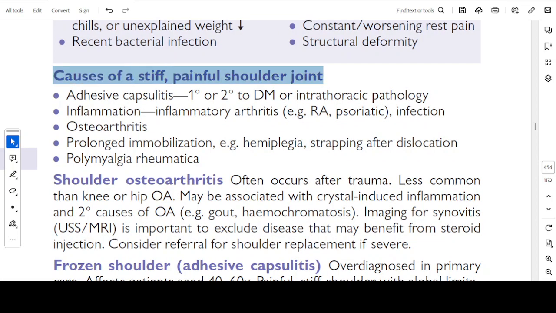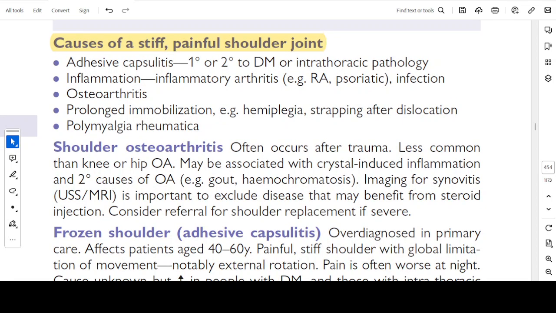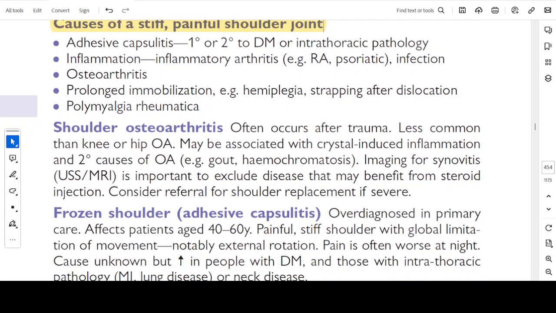Causes of a stiff, painful shoulder joint. Adhesive capsulitis, primary or secondary to diabetes or intrathoracic pathology. Inflammation: inflammatory arthritis like rheumatoid arthritis, psoriatic arthritis, osteoarthritis, prolonged immobilization, for example in hemiplegia, strapping after a dislocation, polymyalgia rheumatica. These are the causes of a stiff and painful shoulder joint.